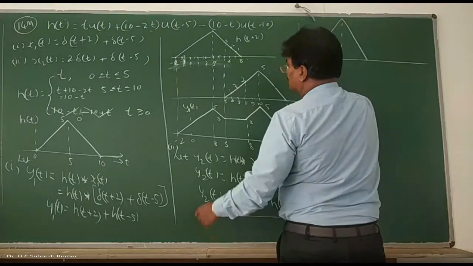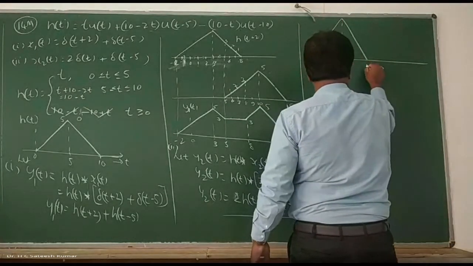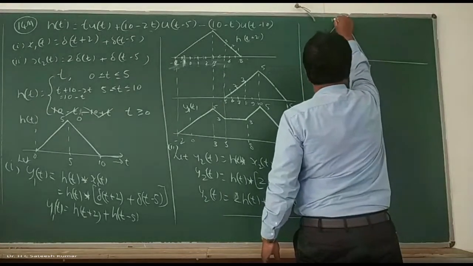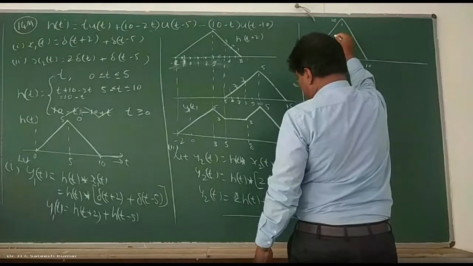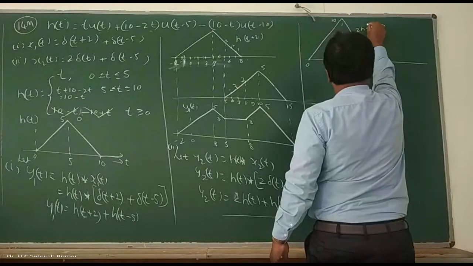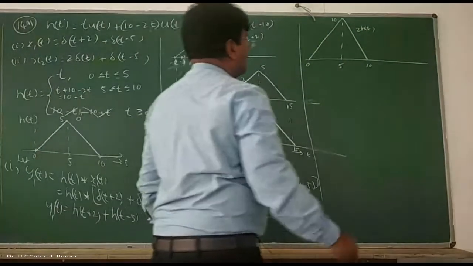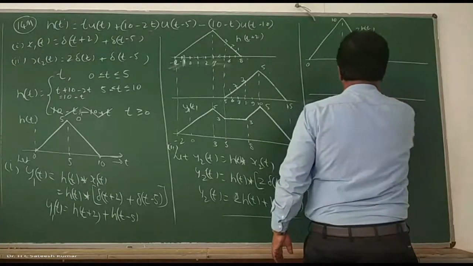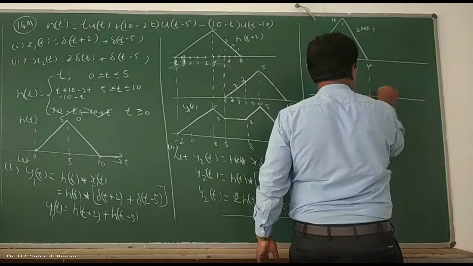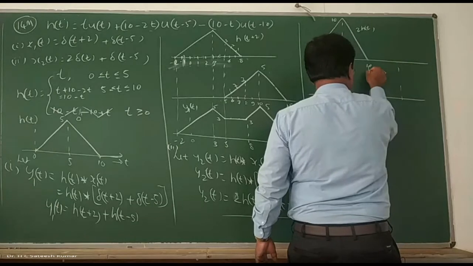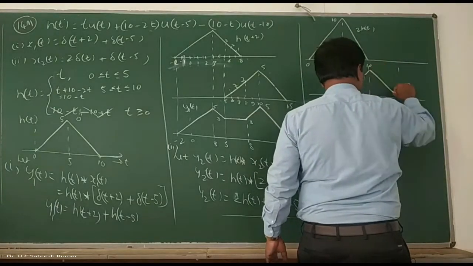Where it starts: 0, 5, 10, and its value is 10. This is your 2h of t. For this one, I am adding h of t minus 5, which is shifted right by 5 units. Shift right by 5 units means what? Shift right by 5 units, h of t.